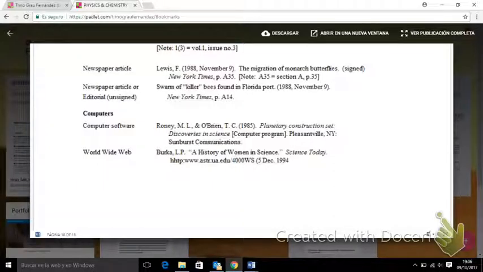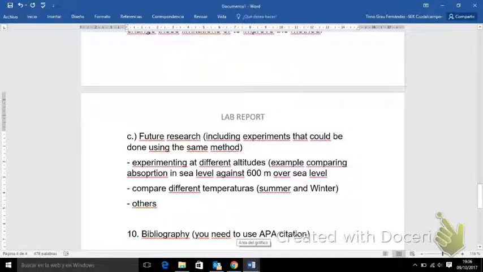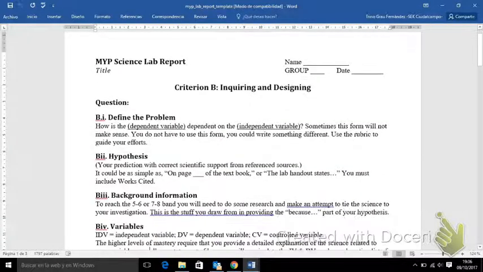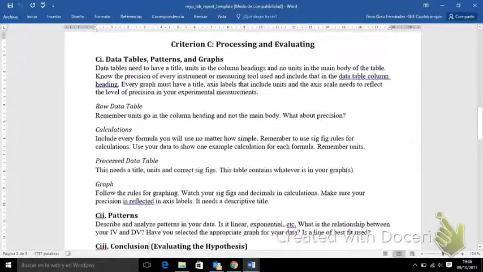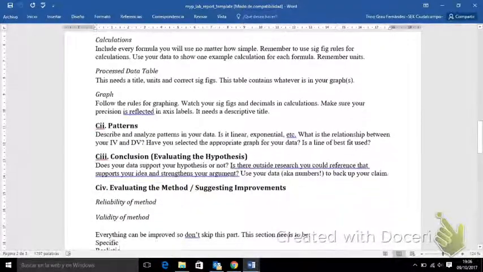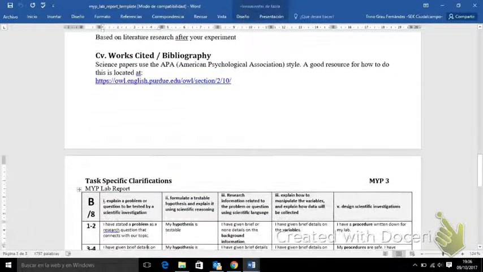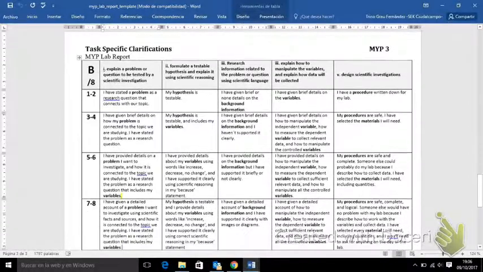So that will be basically the structure of the lab report, and that will be the second part of the lab report that corresponds to criteria C of the lab report. Criteria C that you can find in the rubric. So that will be the structure of the lab report.